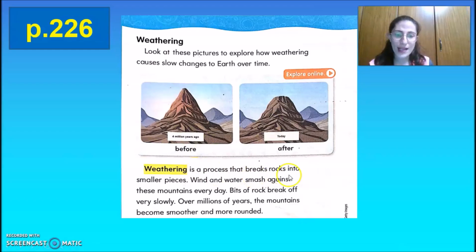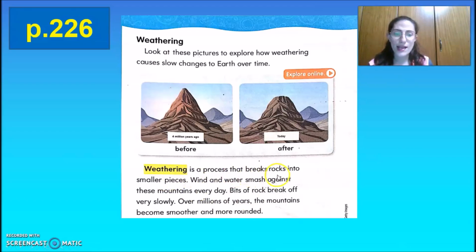Weathering is a process that breaks rocks into smaller pieces. Wind and water smash against these mountains every day. Bits of rock break off very slowly. Over millions of years, the mountains become smoother and more rounded. So I'm going to reread it one more time, then I'm going to explain.